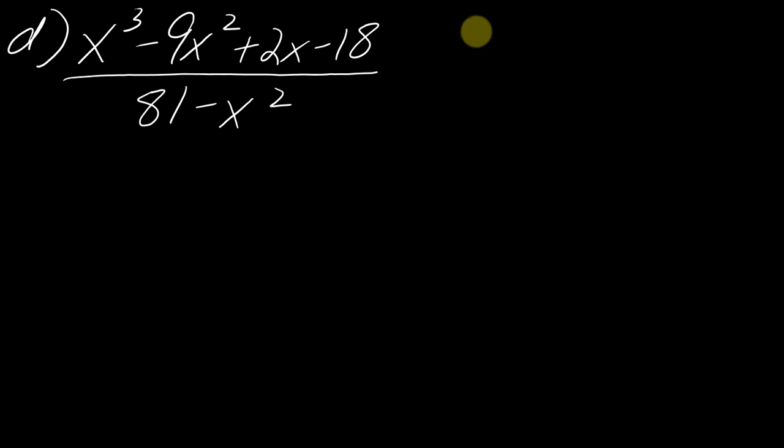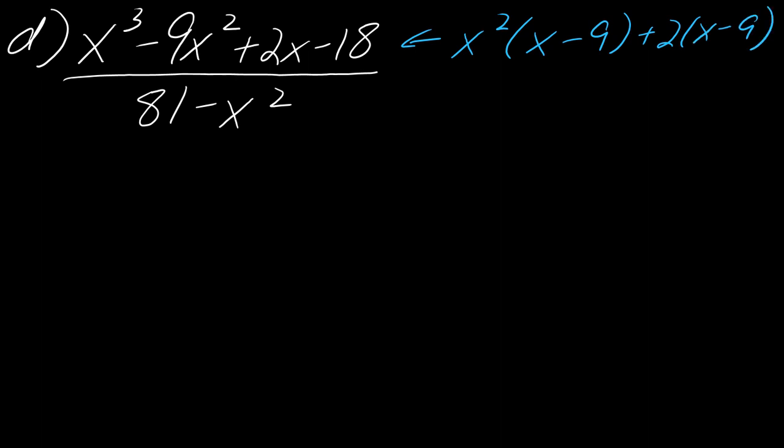Okay, and for this last problem, I need to use grouping, and I can tell because I've got 4 terms and no GCF. So let's just work on the top for a second. If I factor out x squared from the first 2 terms, that's going to leave me with x minus 9. And then I'll factor out 2 from the second 2 terms, which will again leave me with x minus 9. And so then this is going to get factored as x squared plus 2 times x minus 9.